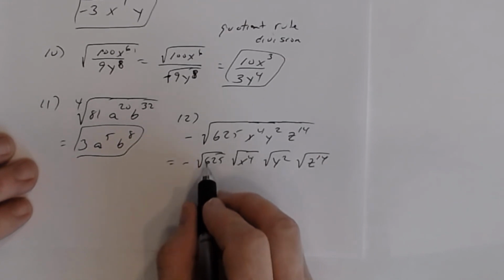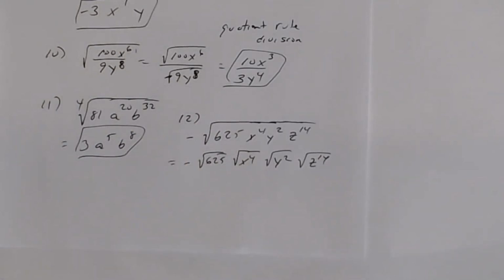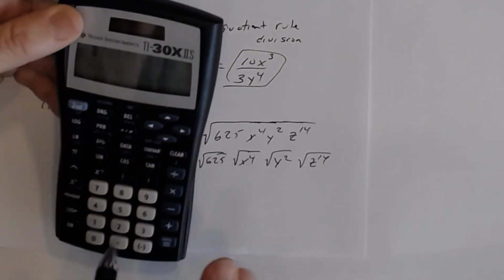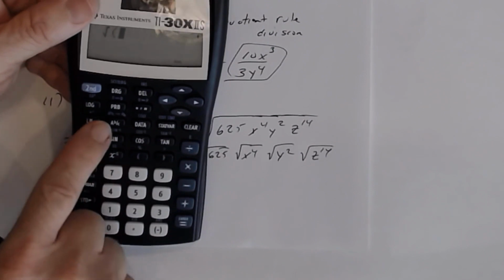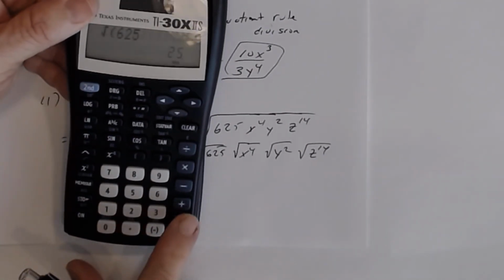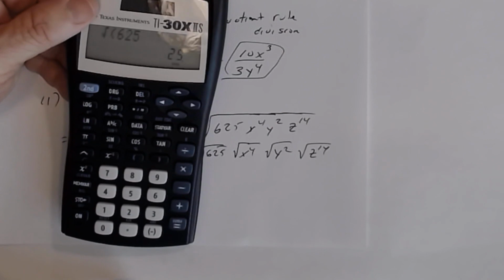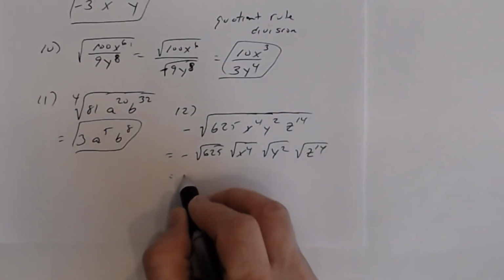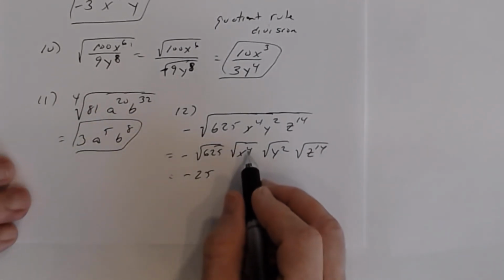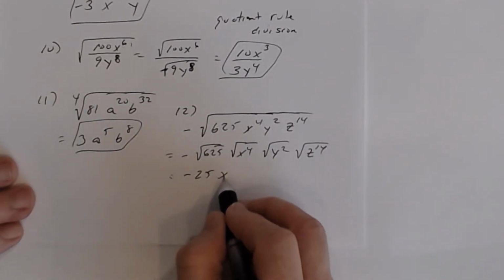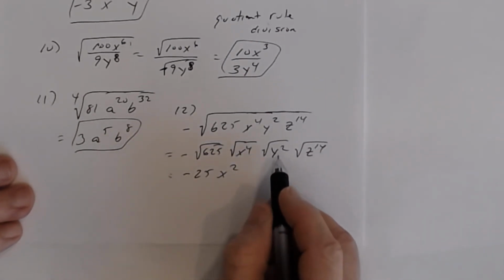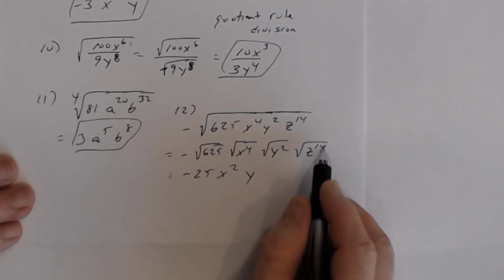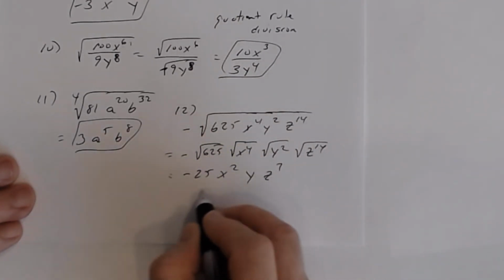This one is a little more difficult for students. They have a hard time figuring out what the square root of 625 is. Well, use a calculator. Press second, square root, 625, press equal: 25. So the square root of 625 is 25, since 25 times 25 is 625. So this becomes negative 25. 4 divided by 2 is 2, so the square root of x to the 4th is x squared. 2 divided by 2 is 1, so the square root of y squared is y. And 14 divided by 2 is 7, so that's z to the 7th.